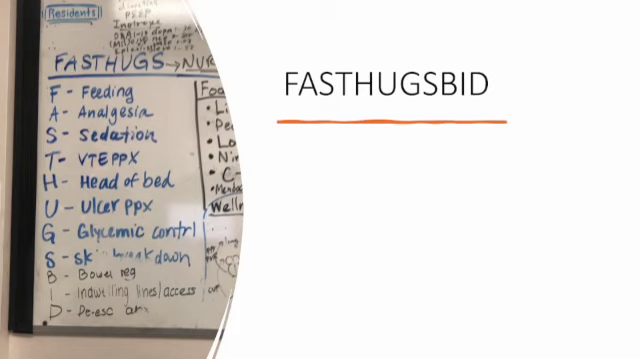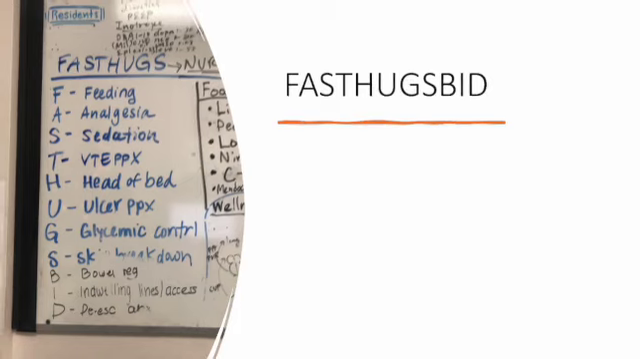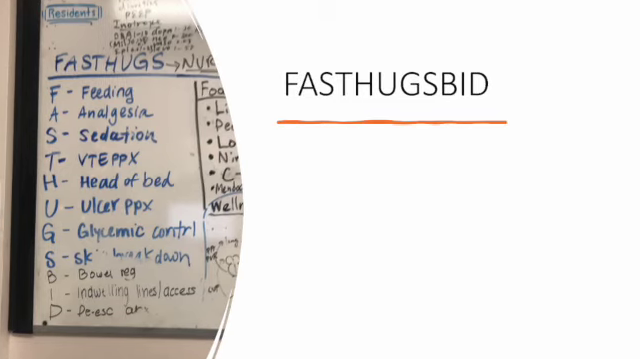The next is indwelling lines or access. And we want to remove any unnecessary lines. So you can briefly mention whether or not the patient has a central line or an arterial line. If they don't need it anymore, consider removing it. And finally, D is for de-escalation of antibiotics. Briefly mention what antibiotics the patient is currently on. And if they're on broad antibiotics, consider de-escalation to more targeted therapy.